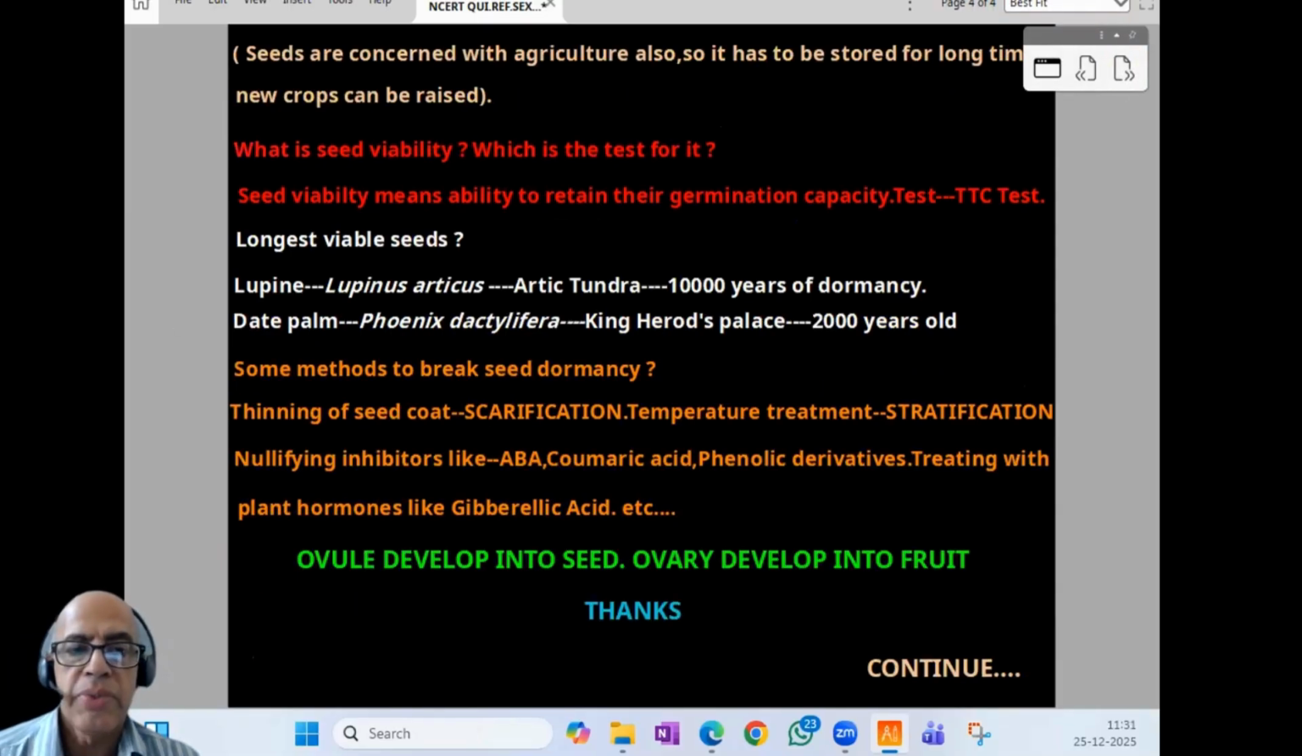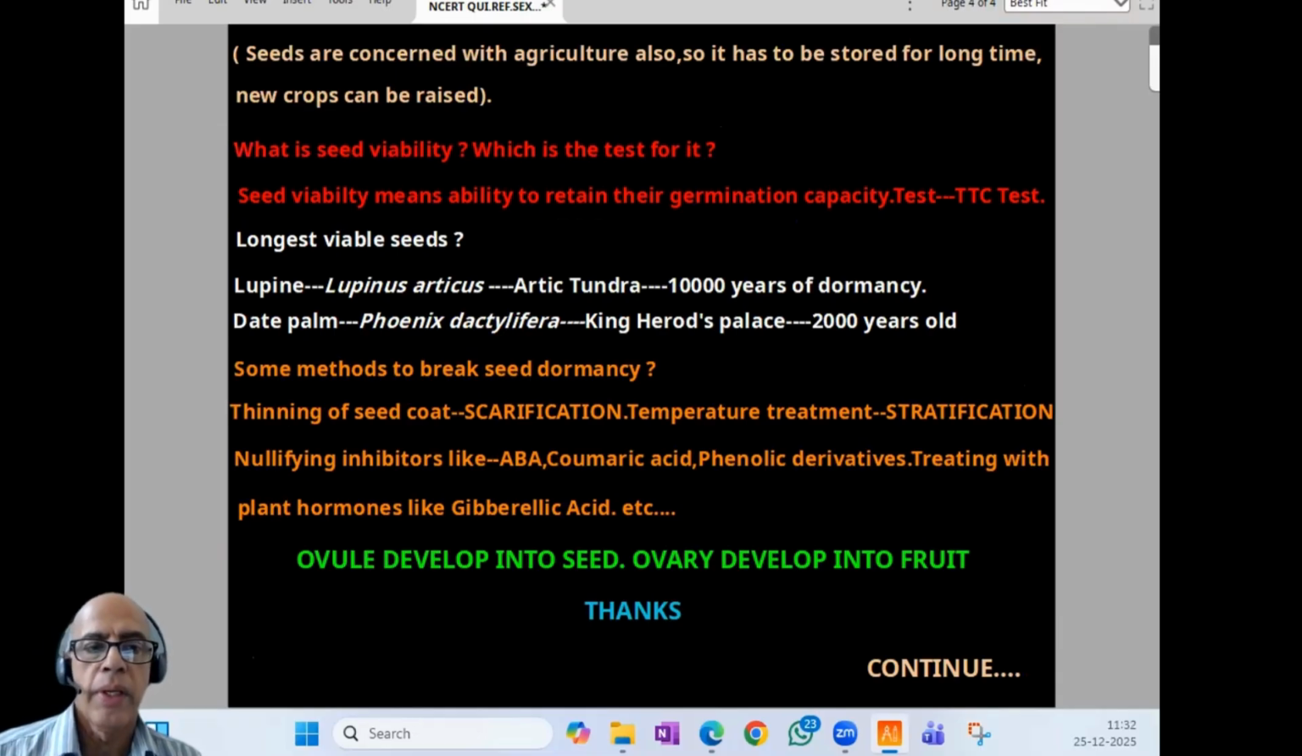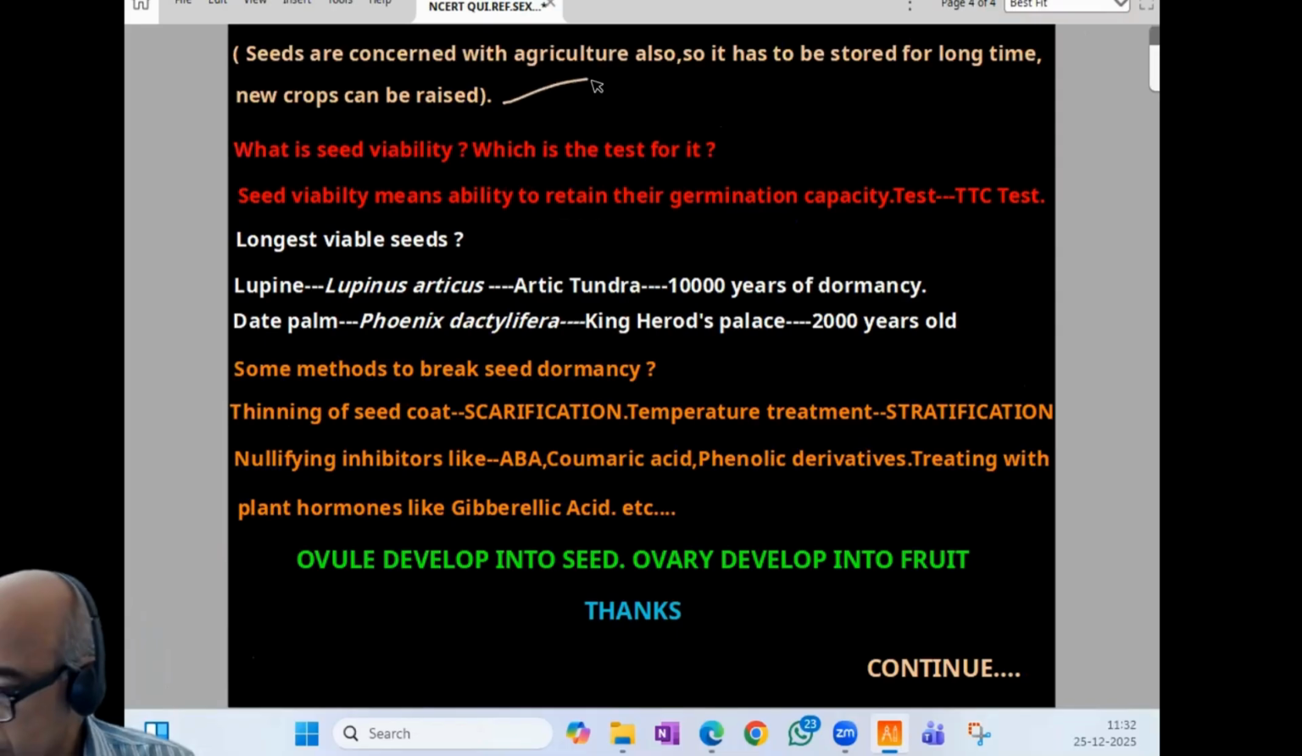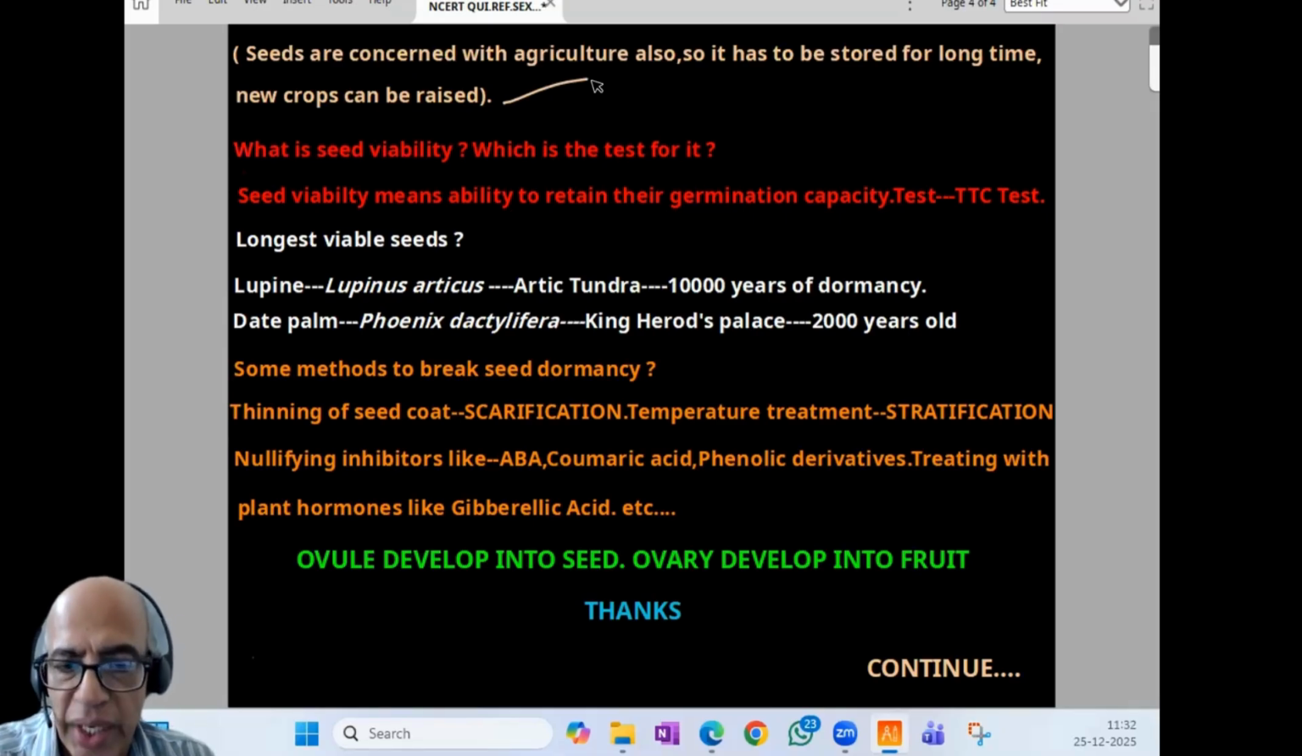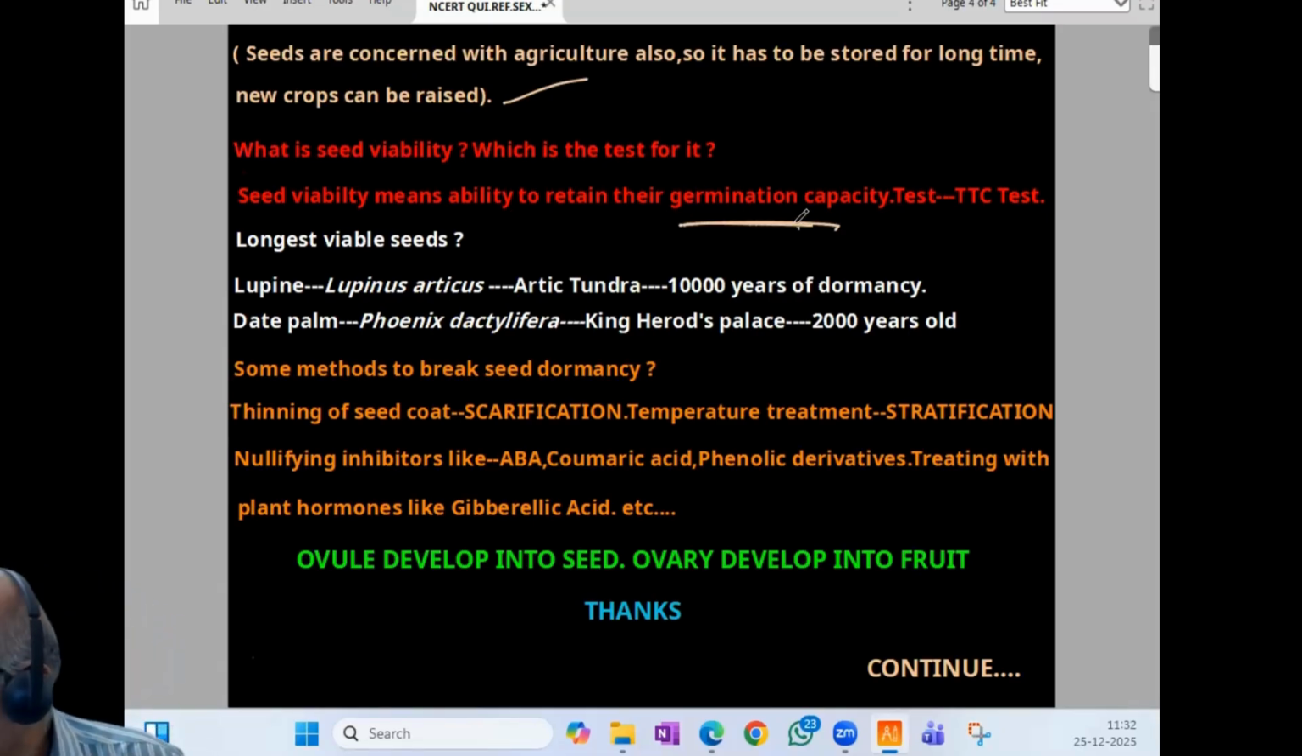Now, seeds are connected with agriculture also. They have to be stored for a long time, otherwise no crops can be raised. Now, what is seed viability? Seed viability means the ability to retain germination capacity. The test is called the TTC test, not in NCERT, but in some exams it came. Previous exam it came, that is why I represented it there. Details are given in the detailed description.